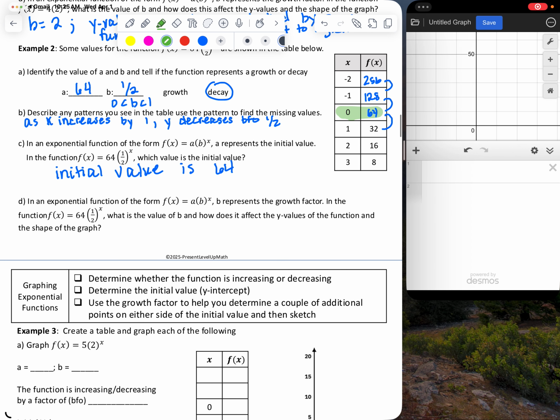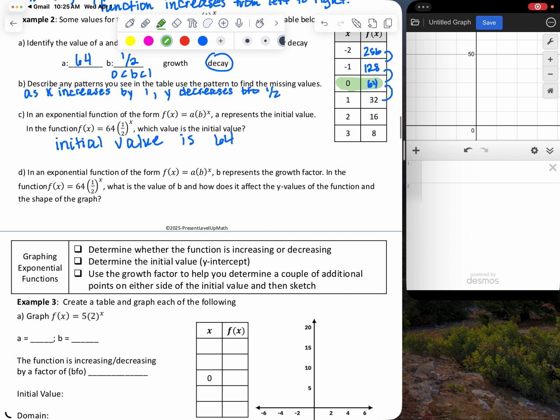D, in an exponential function of the form f of x equals a times b to the x power, b represents the growth factor. In the function 64 times 1/2 to the x power, what is the value of b, and how does it affect the y values of the function and the shape of the graph? So in this problem, the value of b was equal to 1/2.